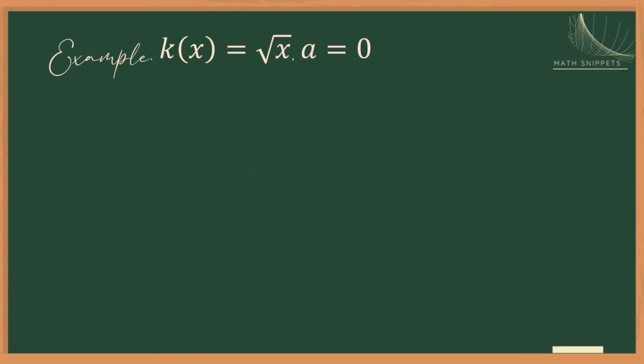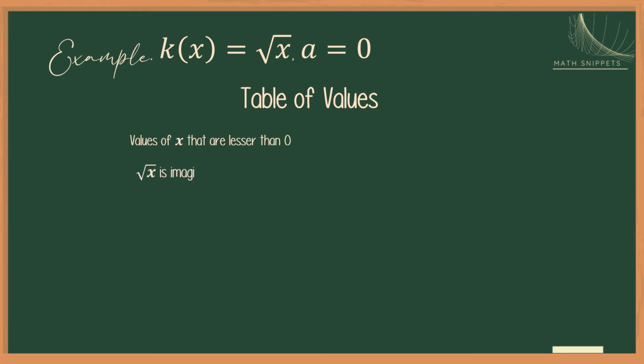Now how about if our a is 0, or when we let the values of x approach 0? Again, we'll use the table of values. So if we take values of x that are less than 0, remember this is a square root. The argument, or the values of x, should always be positive. Otherwise, we'll get an imaginary value for the square root. So since we are dealing with real numbers, then we say that the limit of square root of x as x approaches 0 from the left does not exist.